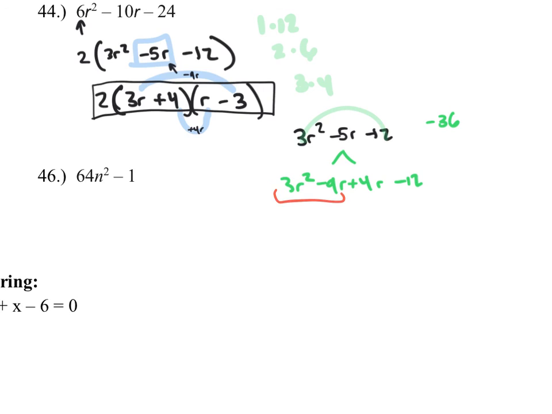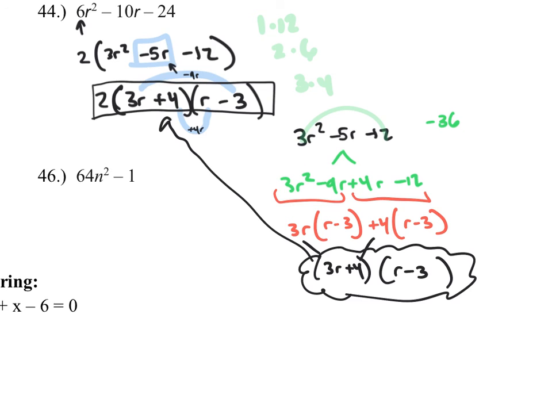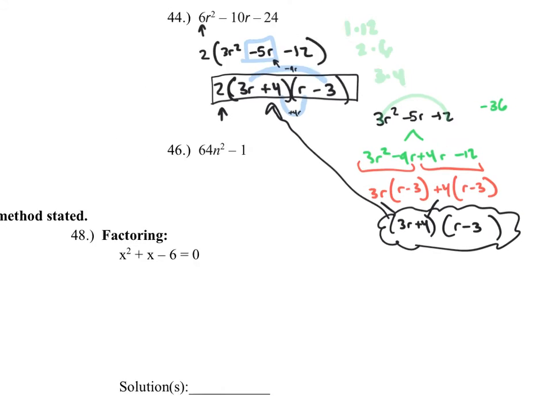to where we look at the first two. We could bring out a 3r to get an r minus 3. And then when we looked at the second two, we could bring out a positive 4. And then the GCFs form a group. And the term that shows up twice forms a group, which you'll see that this factorization is the same thing as that. We just have to remember to put that GCF of 2 back out front as well.